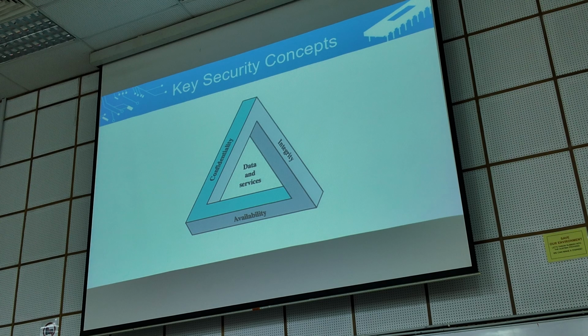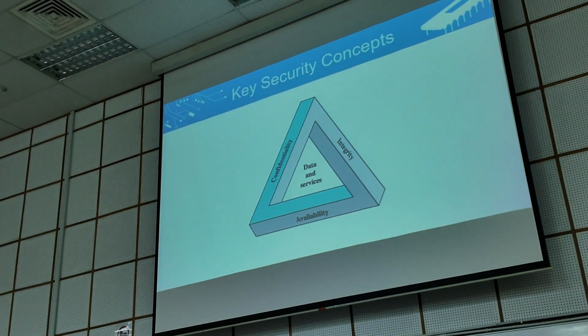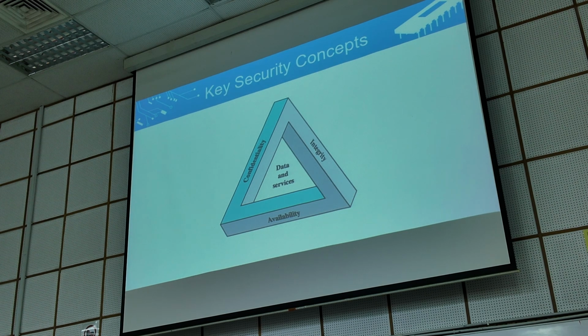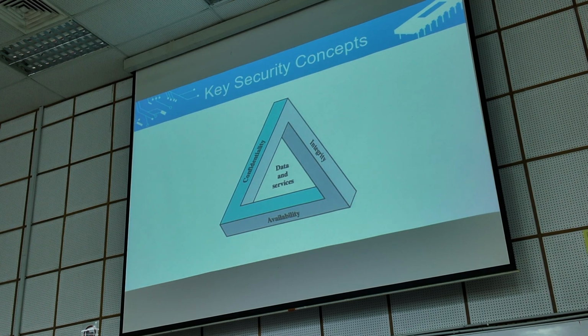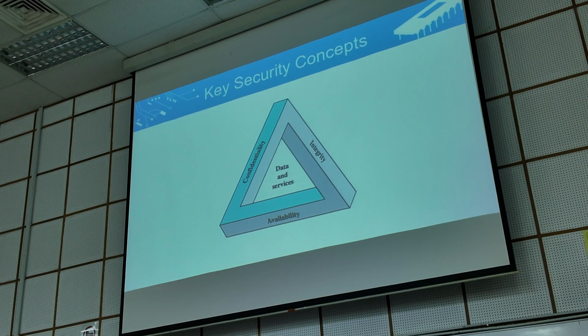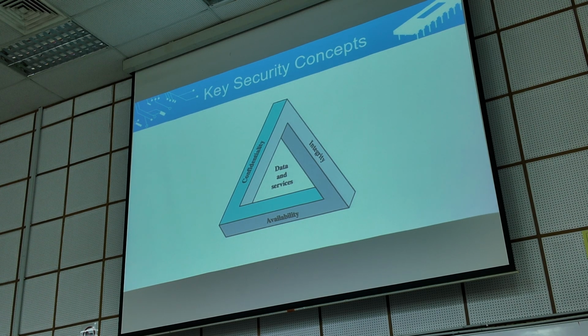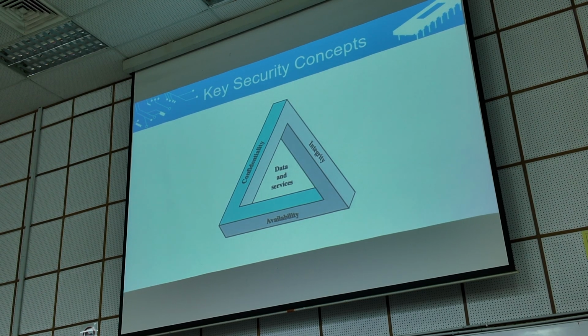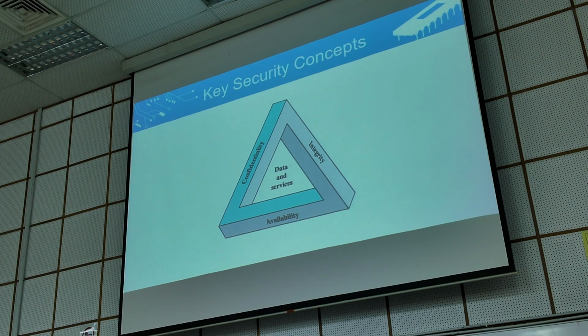It is confidential. Only the authorized person can access the file. How do you make sure the data is confidential? You will encrypt the file. What does it mean to encrypt? It means you will encrypt the file with a password, like a PDF file where you set a password. Only the correct person can access the file and read the document. This is under confidentiality.